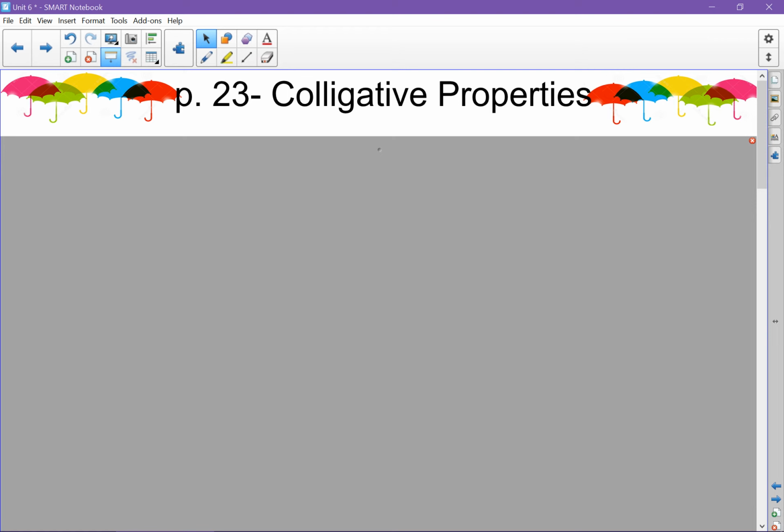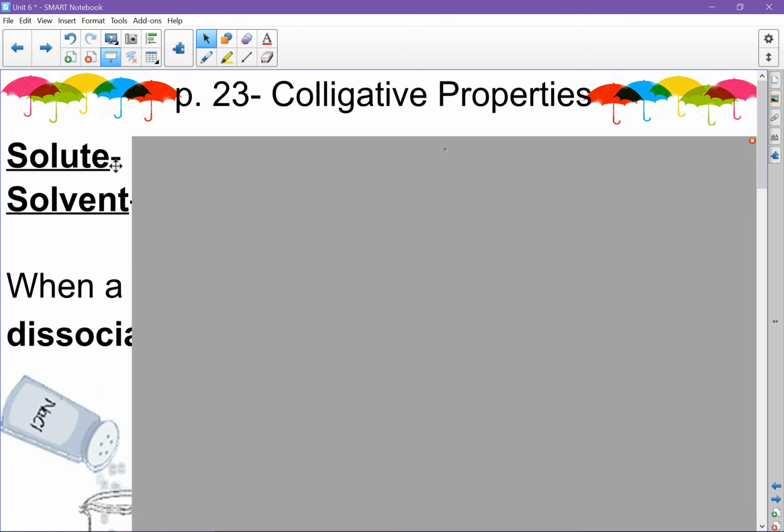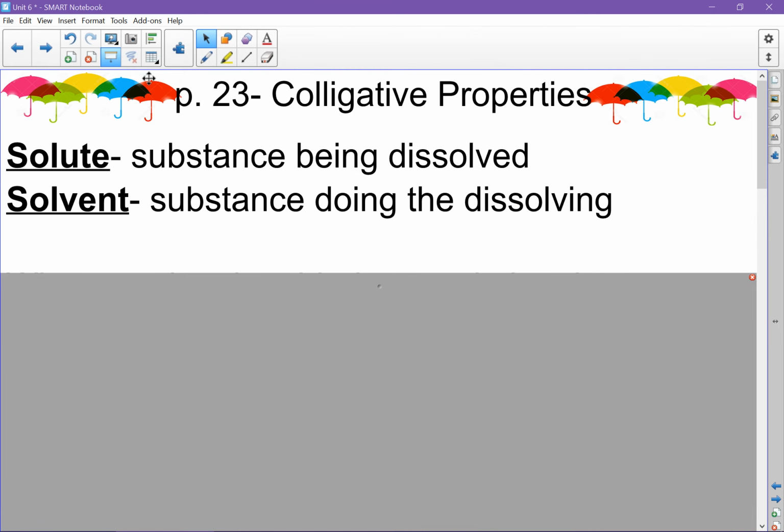So remember that the salt and the water have special names. One of them is the solute and one of them is the solvent. In case you forgot the difference between those, we're going to review it really quick. The solute is the substance being dissolved, and the solvent is the substance doing the dissolving. Usually salt or sugar could be a solute, and water is the universal solvent.